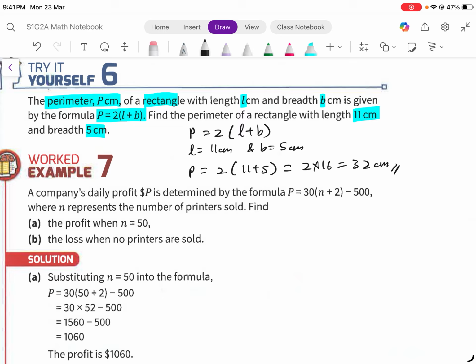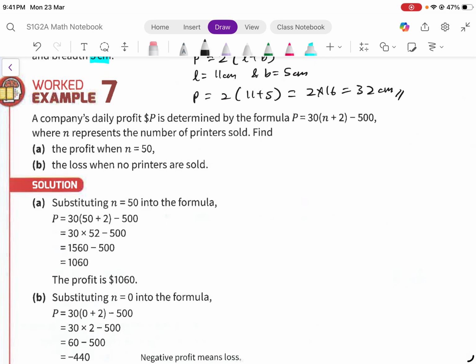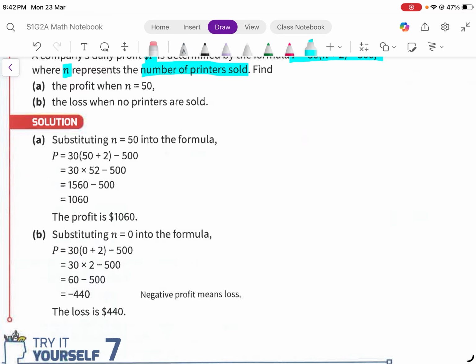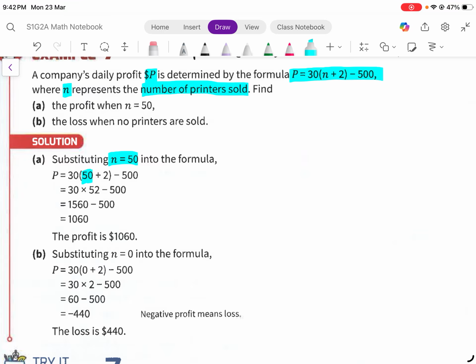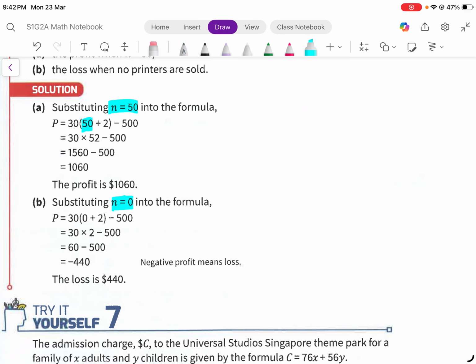Okay, so next one. A company's daily profit P is given by the formula P equals 30 bracket n plus 2, minus 500. n represents the number of printers sold. So find the profit when n equals 50. So already you have the formula for profit here. All you have to do is just substitute the value of n equals 50 into this equation. Solve, okay, answer. Substitute the value of n equals 0. When no printers are sold, what's the loss? You find out that the loss is 440.